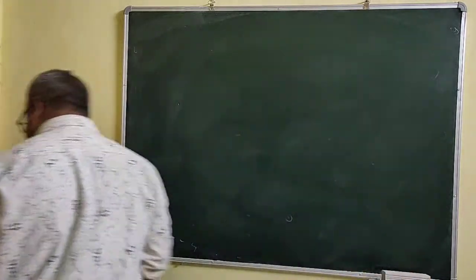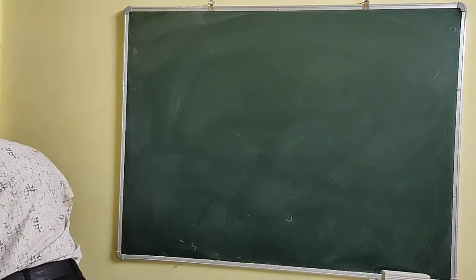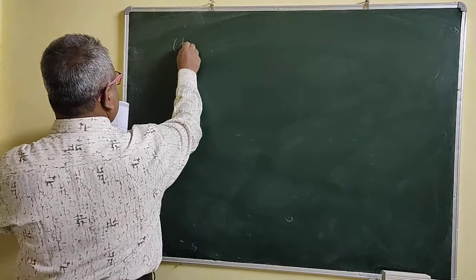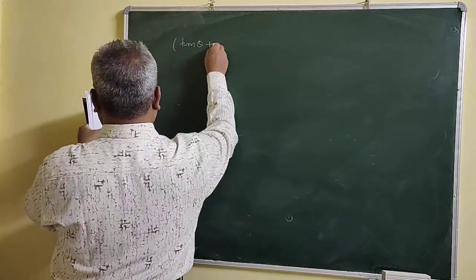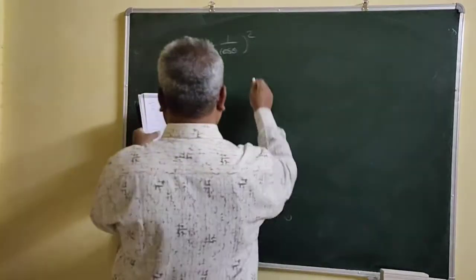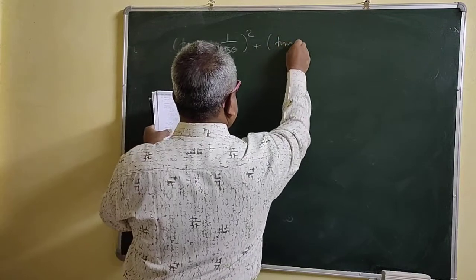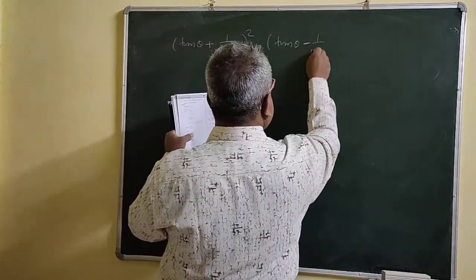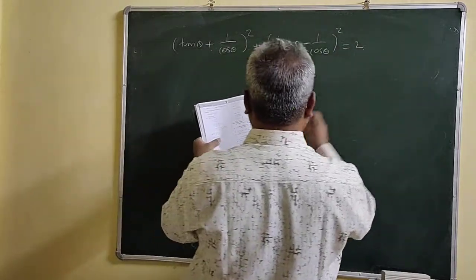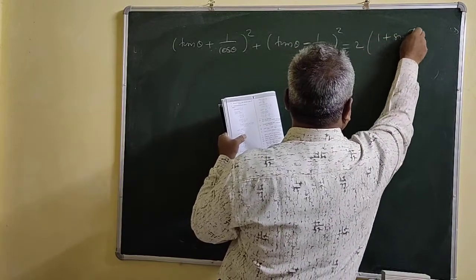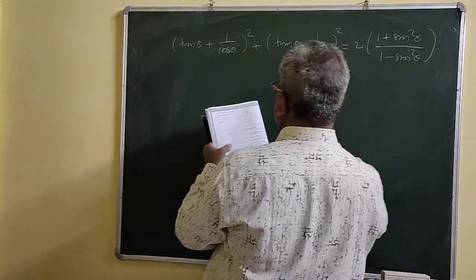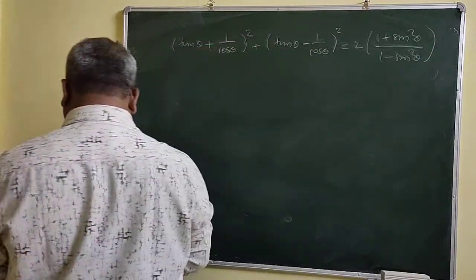Okay, the next one. Prove that (tan theta plus 1 upon cos theta) whole square plus (tan theta minus 1 upon cos theta) whole square is equal to 2 times (1 plus sin square theta) upon (1 minus sin square theta).